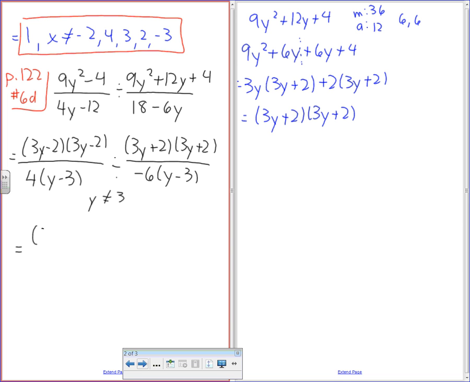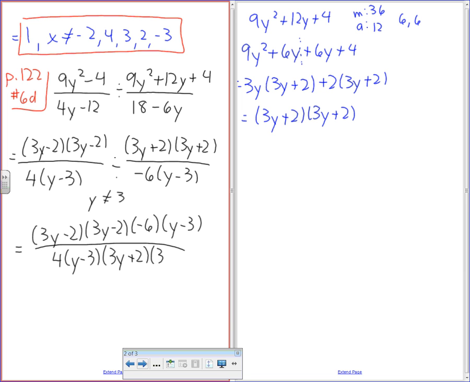Okay, I'm going to do this quickly because I want to keep going here. I'm going to flip the fractions. So 3y minus 2, 3y minus 2, -6, y minus 3, all over 4y minus 3, 3y plus 2, 3y plus 2. This is where my new restrictions are going to come from, because that's what was divided. What are the new restrictions on that, please? Oh, Summer's the only person who did their homework. Sorry, Summer. Go ahead. -2 over 3. So we're going to say here, y cannot equal -2 over 3.